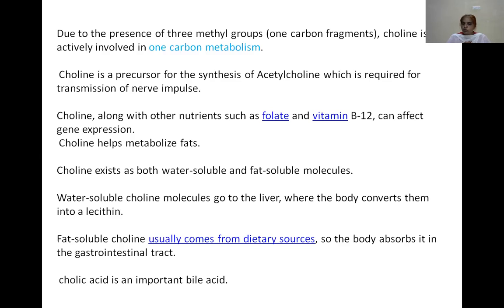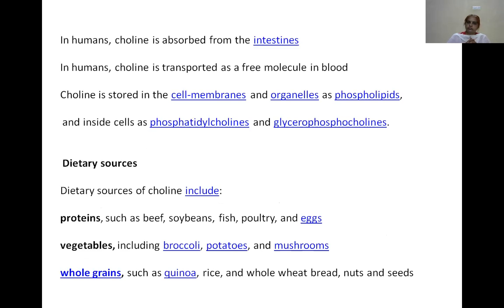But fat-soluble choline we can obtain from dietary sources, from the diet. So the body-mediated absorption takes place in the body. Choline is absorbed in the GIT. Which type of choline? Fat-soluble choline is absorbed in the GIT. Choline is also important for bile acid. How? Choline, when combined with taurine, produces taurocholic acid. That's why it is called taurocholic acid. It is a bile acid.